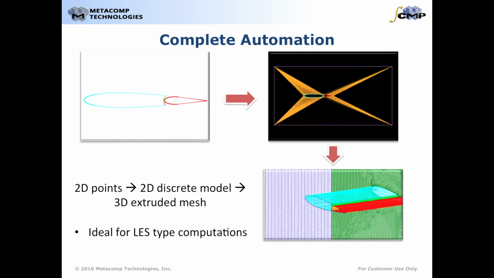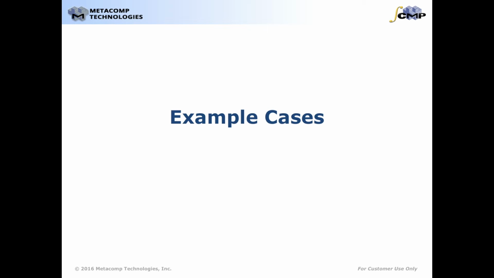IMIME also provides the ability to define analytic geometries using a series of 2D points. These 2D points can be used to generate 2D discrete models, which can then be extruded into 3D models. This type of automation is ideal for large eddy simulation type computations. We have seen how IMIME provides an intuitive and guided meshing process. Now we will show several examples of meshes that IMIME has produced.